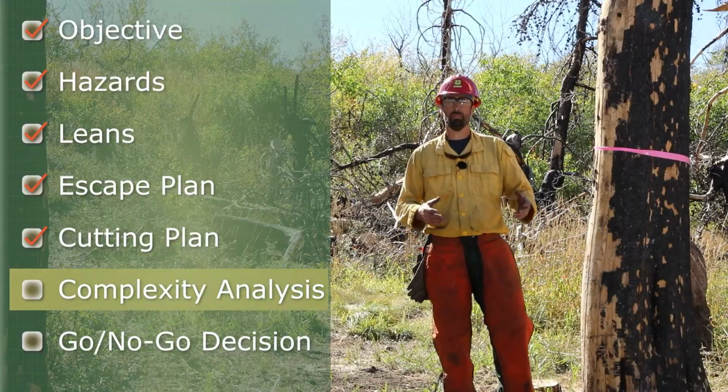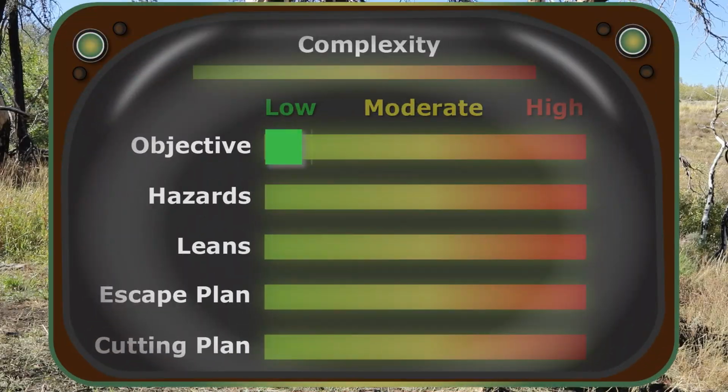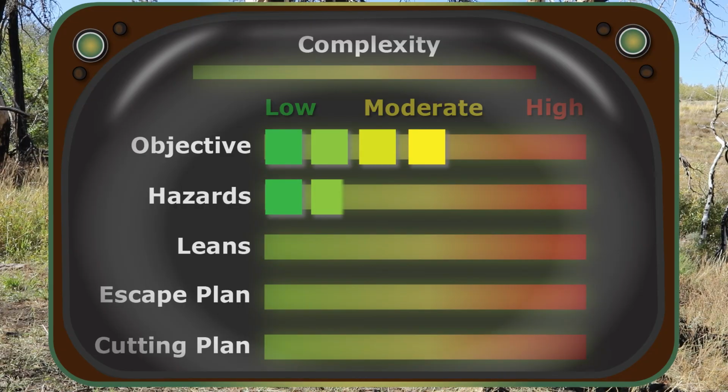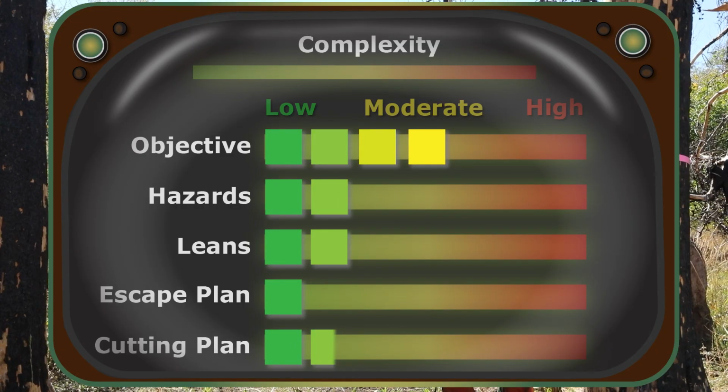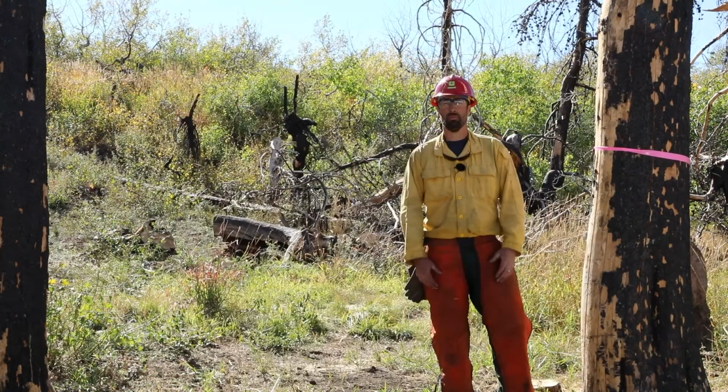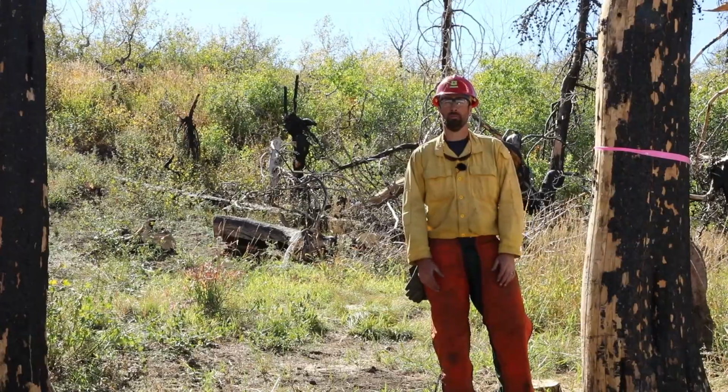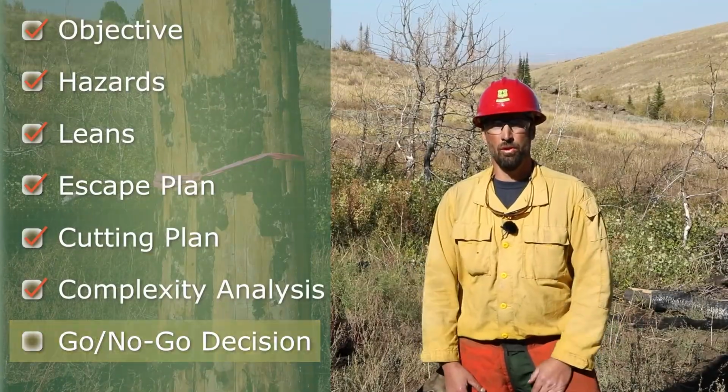The next step of the procedural size up is to determine the overall complexity. I've identified the objective, I performed the hazard and lean analysis, and I've developed an escape and a cut plan. Based on all these factors, I've determined this to be a low complexity cutting operation, which is within my skill set and qualification level. The final step is a go, no go decision.